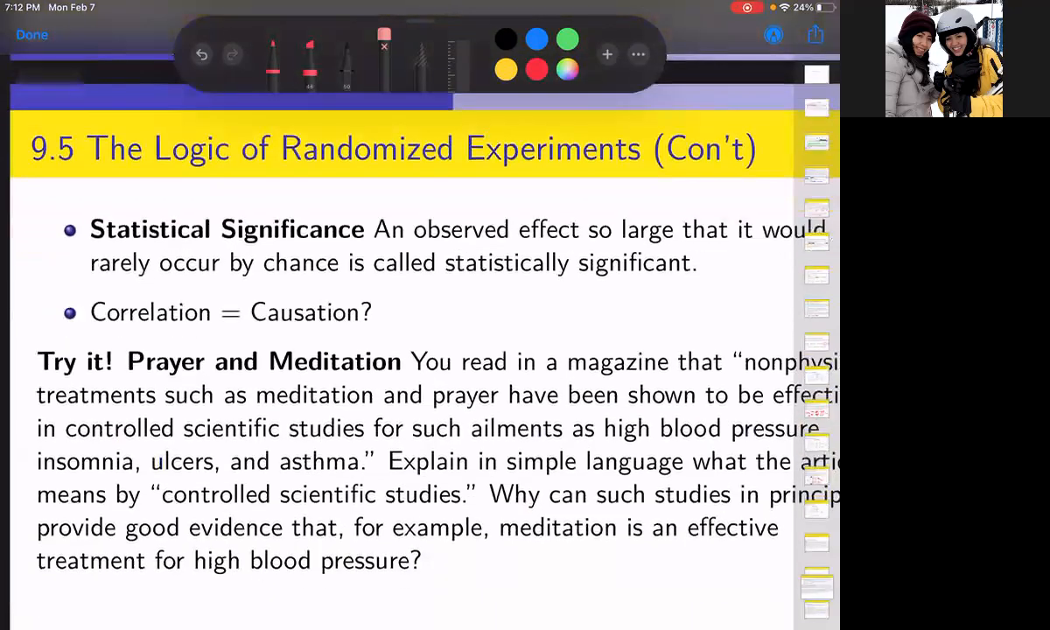All right, statistical significance, you don't have to know it now. An observed effect so large that it would rarely occur by chance is called statistically significant. How large is large enough? We'll find out later.